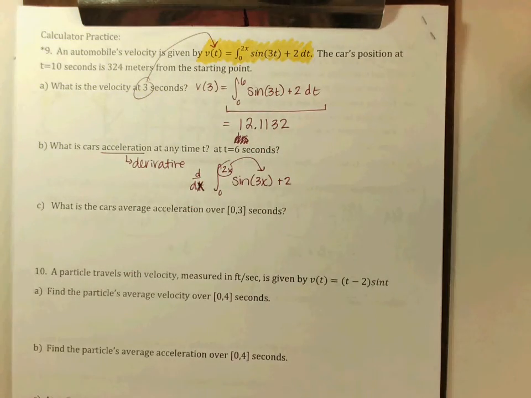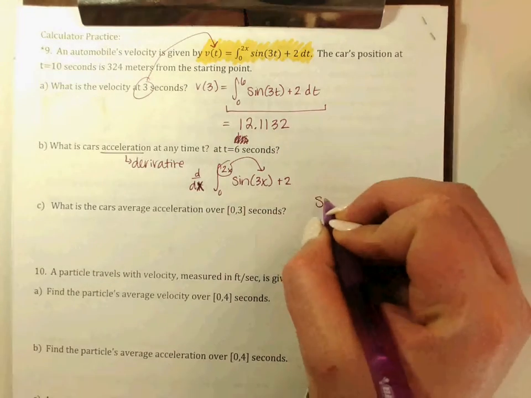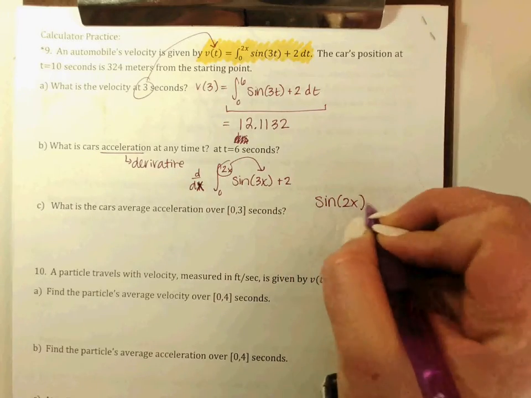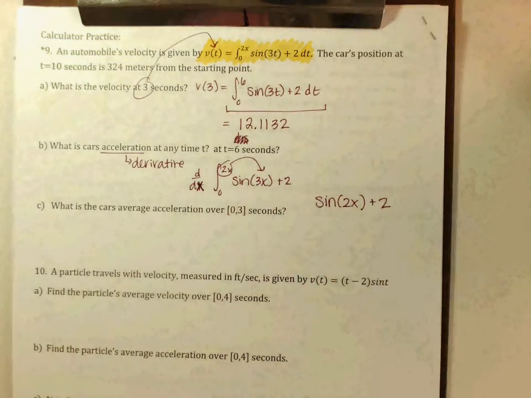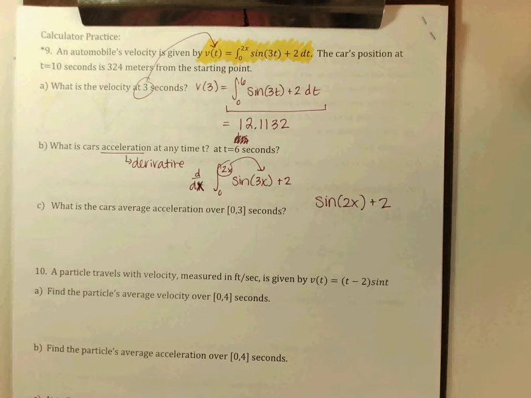So when I want acceleration, I have to take the derivative of velocity. But velocity has an integral. When I take the derivative of an integral, I just plug the 2x in. So now it's sine of 6x. Okay, no, because remember, the derivative and the integral cancel out, and you just plug this in.